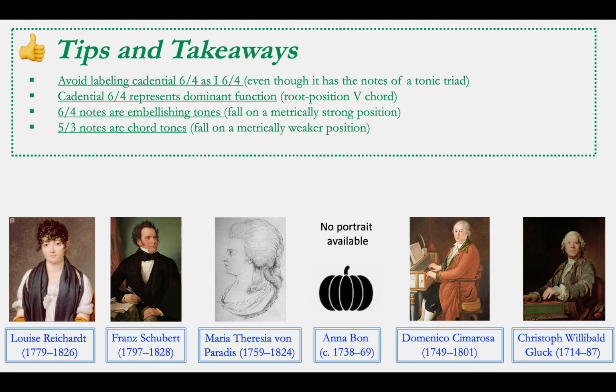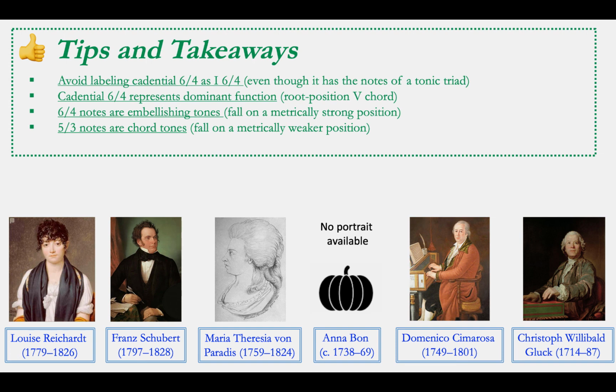So that's about it for cadential 6-4 chords. A few things to remember to help you with your analysis. First of all, avoid labeling these as 1, 6, 4. Even though they have the same notes as a tonic triad, you may have had a previous teacher who asked you to label it as Roman numeral 1. And that's the easiest way to analyze these chords. But now we're aiming for a more sophisticated level of understanding of how these chords function in context.